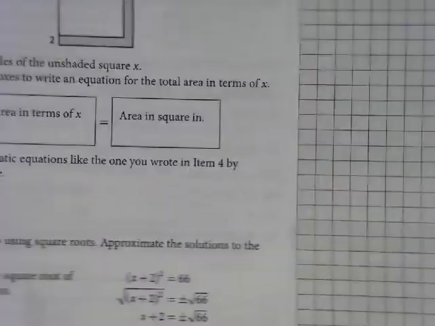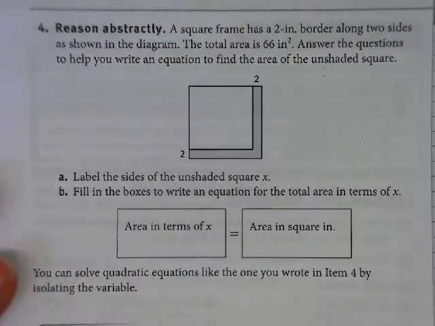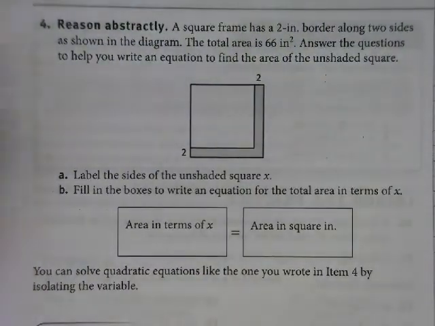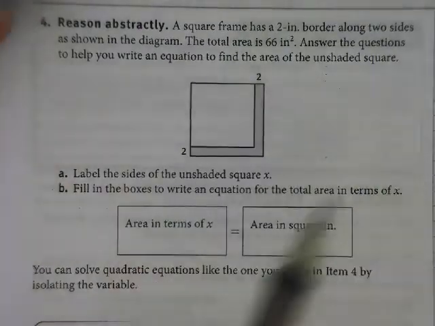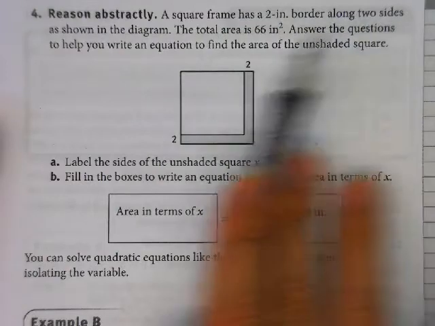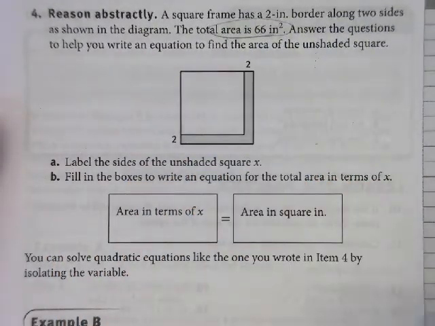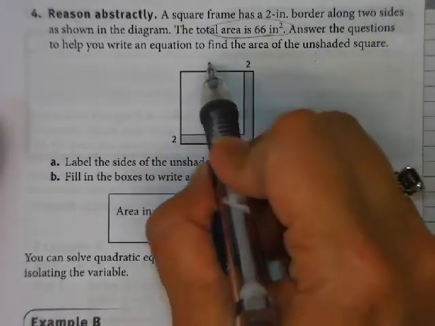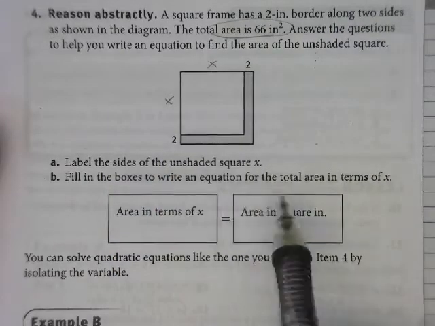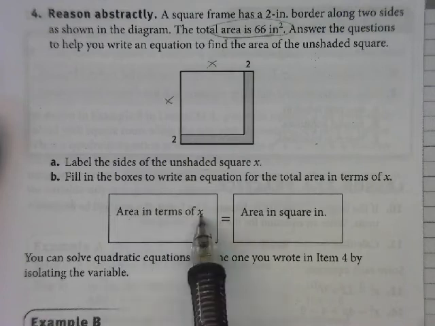So let's look at some real-world application for this. Now, remember, when you do real-world application, are you going to have a positive and a negative number? No. It says a square frame has a 2-inch border along two sides. The total area is 66. Answer the questions. Help you write. Okay, label the sides of the unshaded square X and fill in the boxes. So what is the area in terms of X?